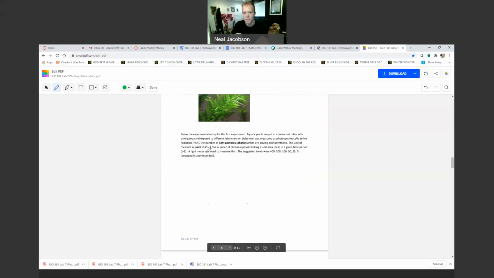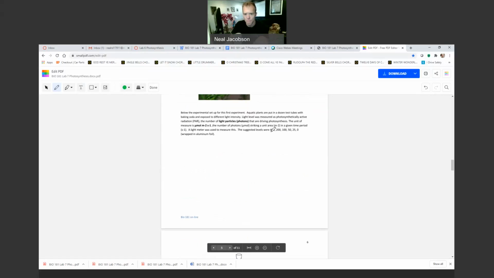All right, so below is the setup for the experiment. We used PAR, which is how we determined the light intensity, because that would be our independent variable. We used a PAR meter, a photosynthetically active radiation meter. What it measures isn't wavelengths, it measures particles striking a given area over a given interval of time. So how many light particles are striking this much area over a given interval of time?